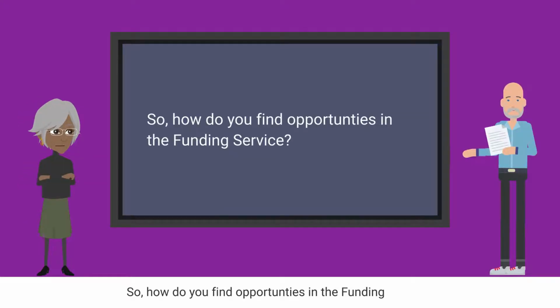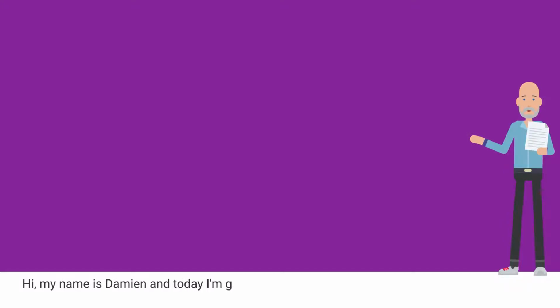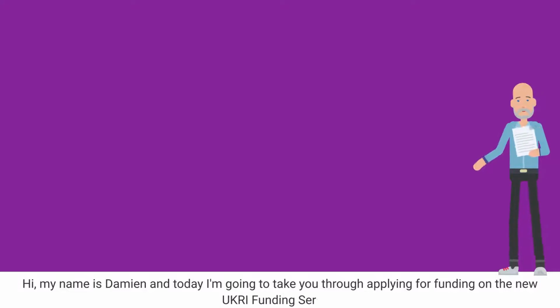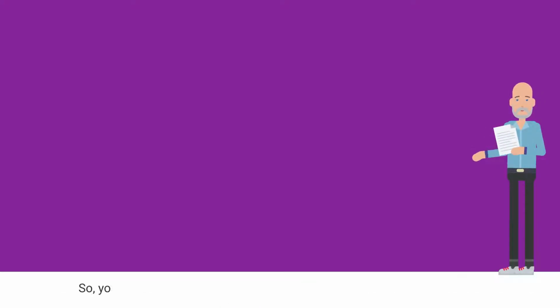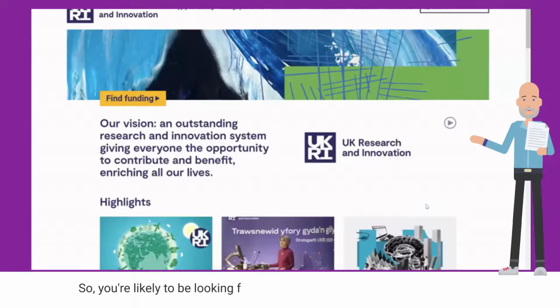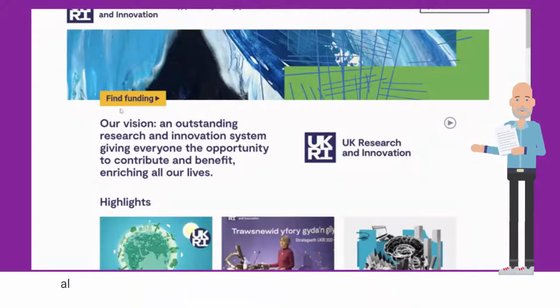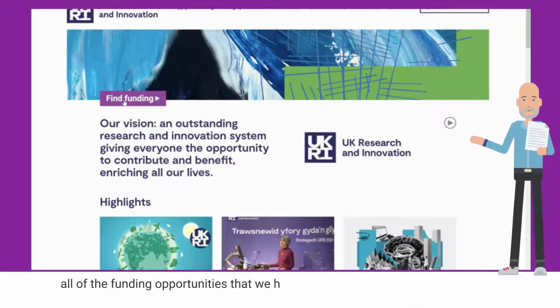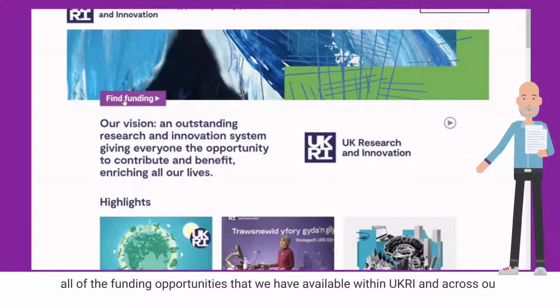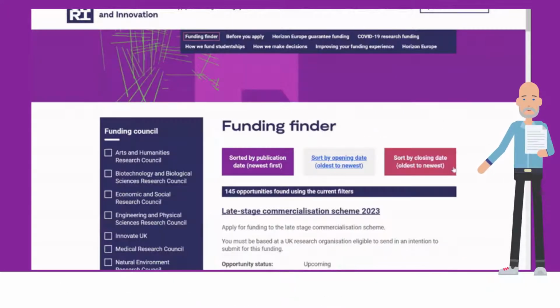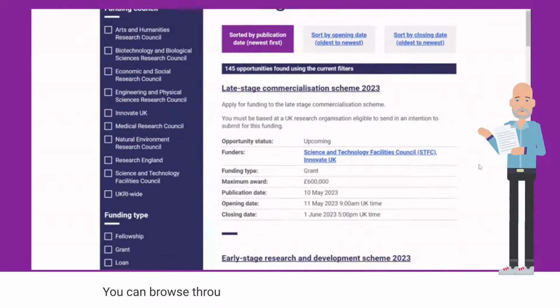So how do you find opportunities in the funding service? Hi, my name's Damien, and today I'm going to take you through applying for funding on the new UKRI funding service. So you're likely to be looking for funding via the UKRI website, that's at ukri.org. All of the funding opportunities that we have available within UKRI and across our councils are available here. You can browse through them.